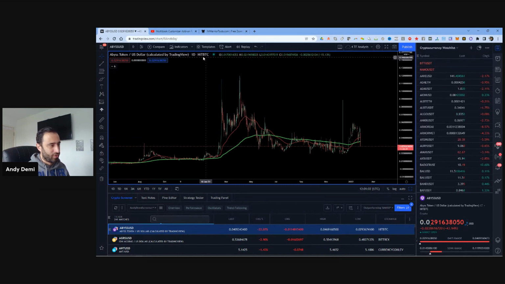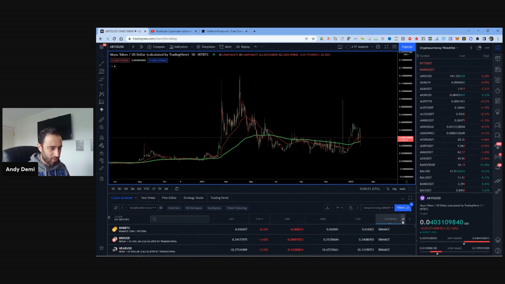This one is trading on one of the smaller exchanges, HitBTC. So you'd have to open up an account with this exchange. Now, if you only wanted to deal with bigger exchanges, you could filter this out a bit more. We could select this little filter here.